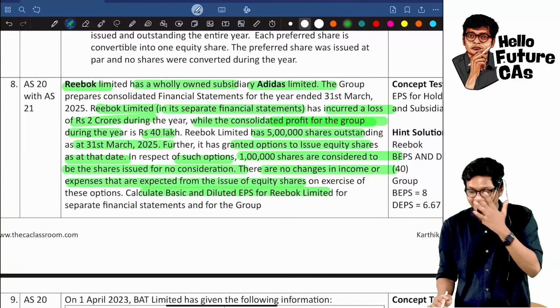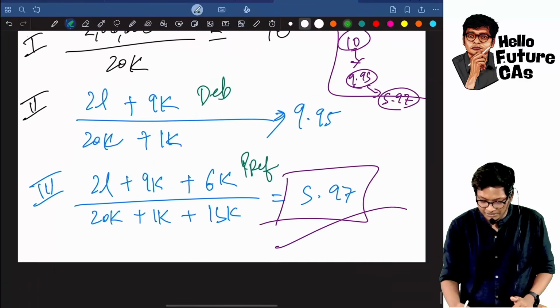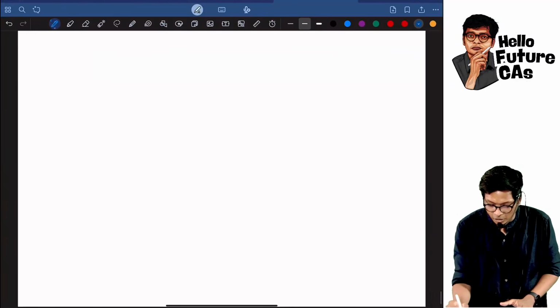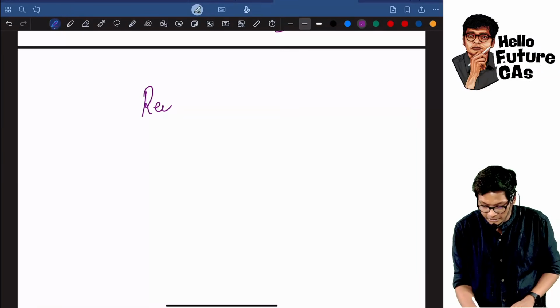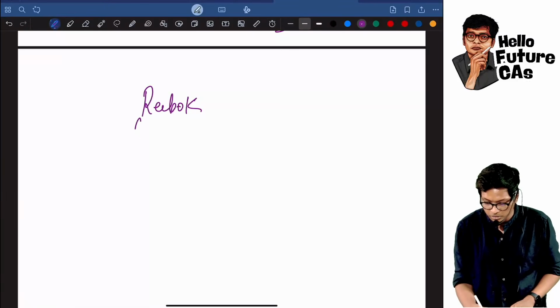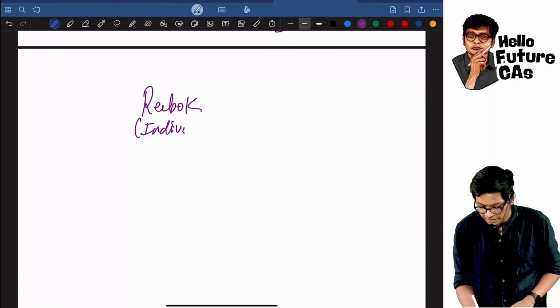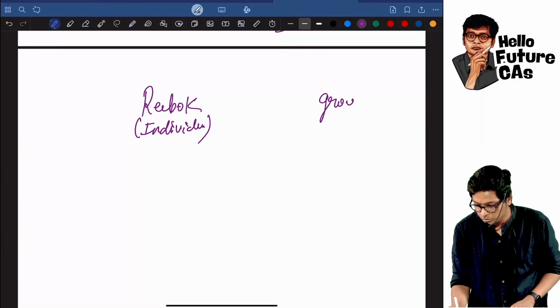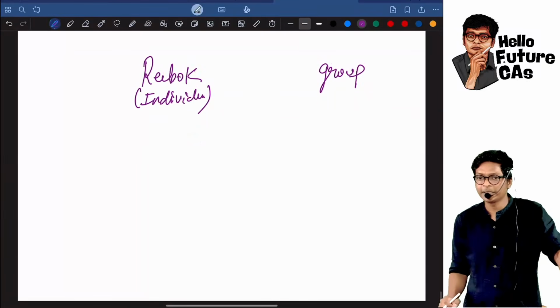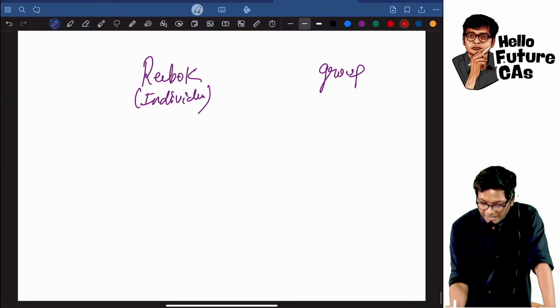Are you following, guys? So let me write down this easy sum, very easy. After the previous sum, this will just lighten the mood a little bit. So I need Reebok, individual, and group. Correct? Reebok, individual, and group. I have to compute what, guys?